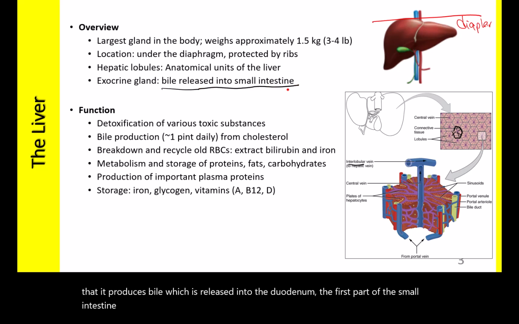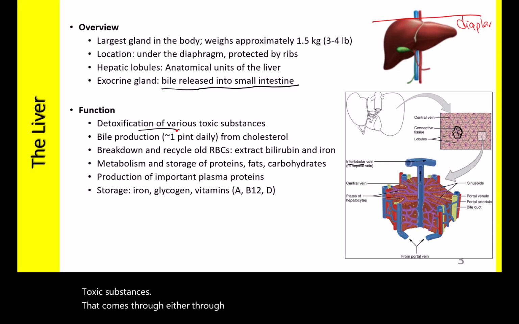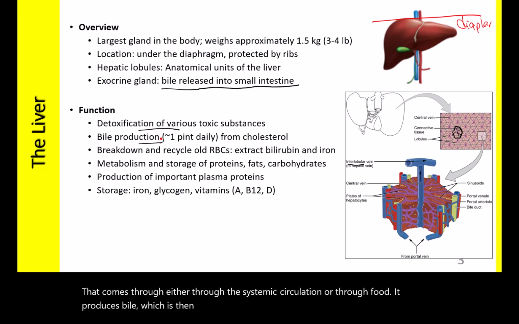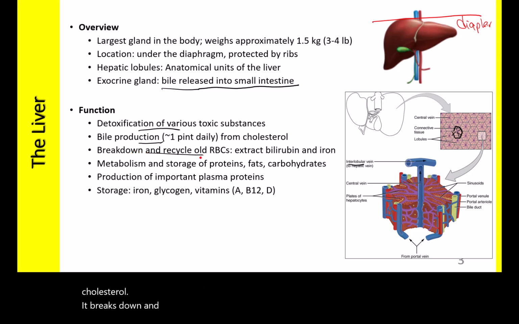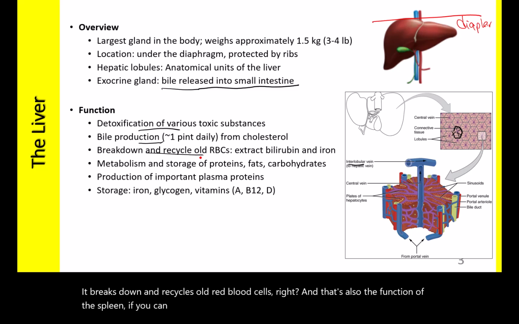When we look at the function of the liver, you can see that the liver is involved in quite a lot. It detoxifies toxic substances that come through either the systemic circulation or through food. It produces bile, which is released into the small intestine, and bile contains cholesterol. It breaks down and recycles old red blood cells, right? And that's also the function of the spleen, if you can remember. And when it breaks down old red blood cells, iron and bilirubin are extracted from it.